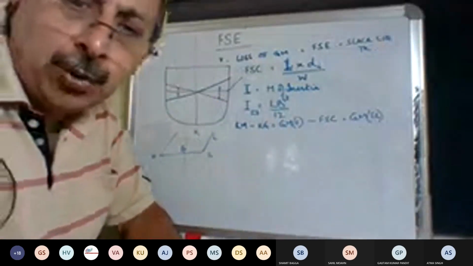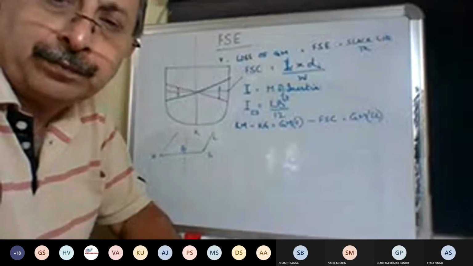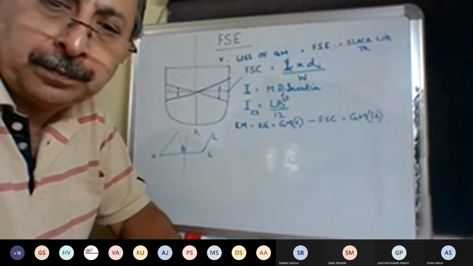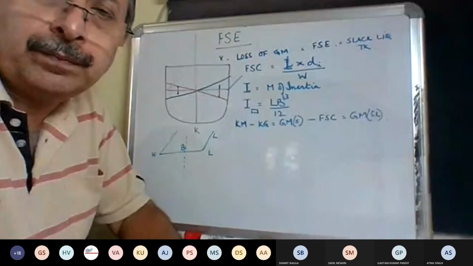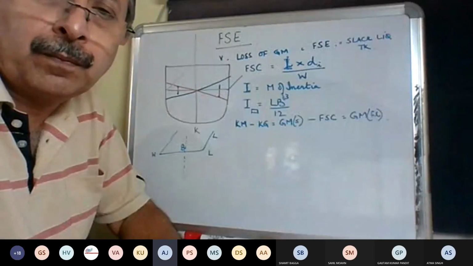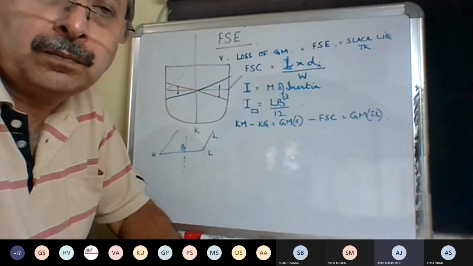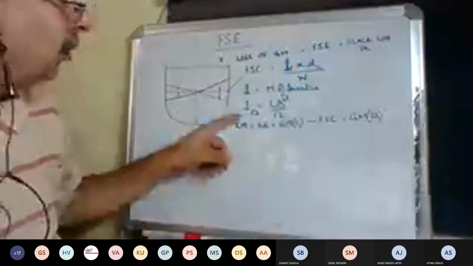Hanji, any doubt so far? Any doubt? Sir, why in the I do we use LB cube? Why in the I do we use LB cube?